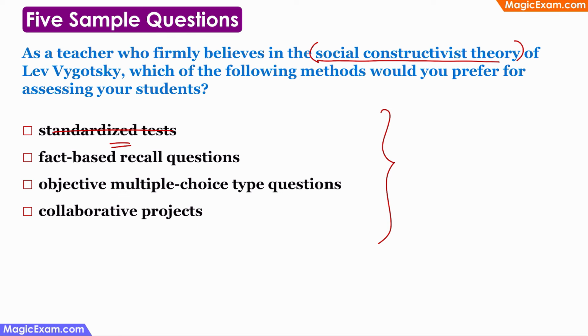Next, fact-based recall questions. If children are memorizing some facts and using them or answering questions based on them in exams, this also does not require too much social interaction, right? This also can be taken out. Objective multiple choice type questions. This is a type of question, and when you're answering such questions, you don't need social interaction. Therefore, eliminate this. And the last one, collaborative projects. So if the students are collaborating with each other, then there is social interaction happening. Therefore, this has to be the correct answer.